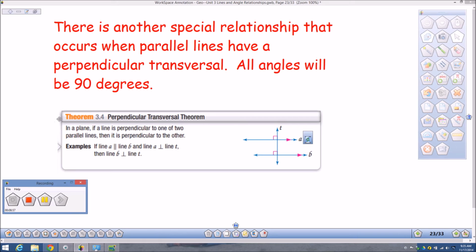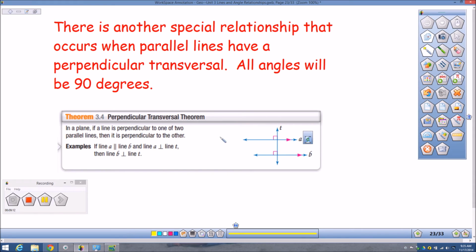Okay, so there's also something special that happens when you have perpendicular lines. We can either prove perpendicular transversals, or we can prove that all of them are 90-degree angles simply by proving that they are perpendicular transversals. So we know if you have perpendicular lines, they're going to all be 90 degrees. So if we have 90-degree angles on each of the transversal, we know that all 8 angles are going to be 90 degrees, so therefore line T would have to be a perpendicular transversal to line A and line B.